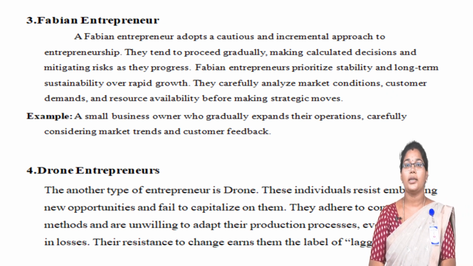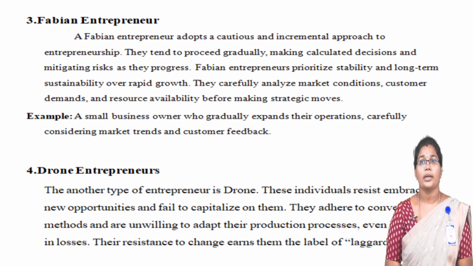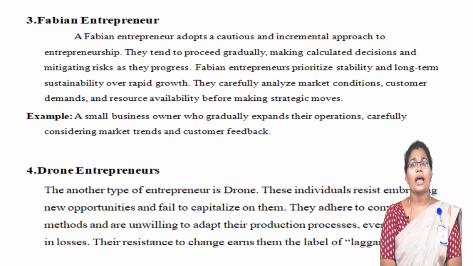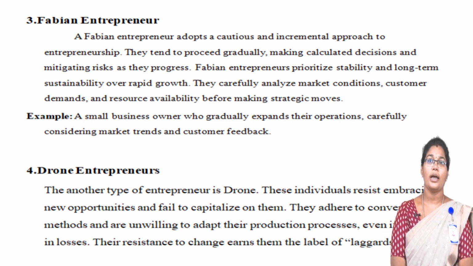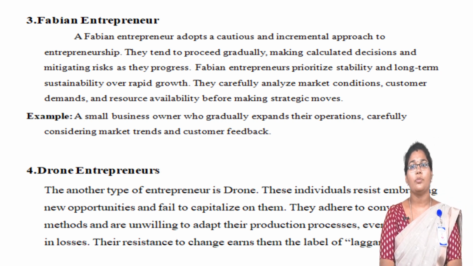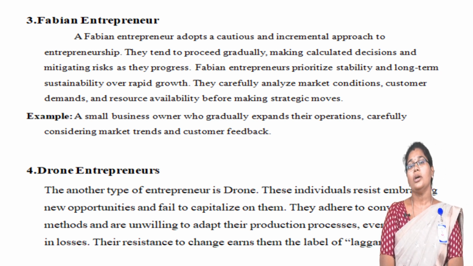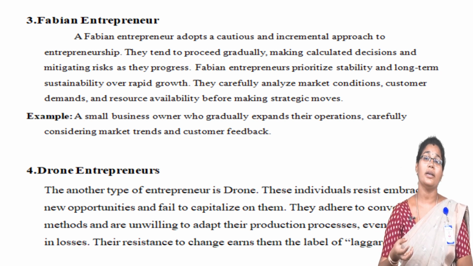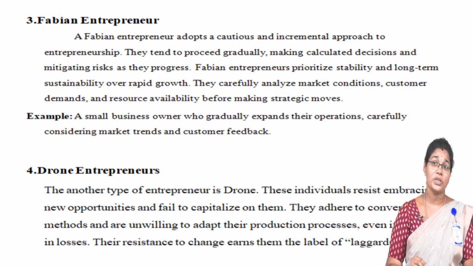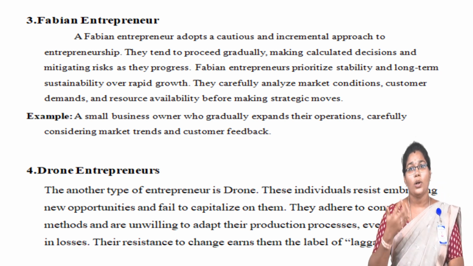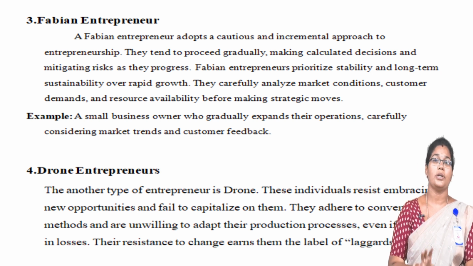Next one is Fabian entrepreneur. A Fabian entrepreneur adopts a cautious and incremental approach to entrepreneurship. They tend to proceed gradually, making calculated decisions and mitigating risk as they progress. Fabian entrepreneurs prioritize stability and long-term sustainability. So this type of entrepreneur does not change much in their business and services, because Fabian entrepreneurs only make changes when compulsorily needed in the business. At that time, only slight changes are given to the business, but all the time they focus only on their own entrepreneur business.